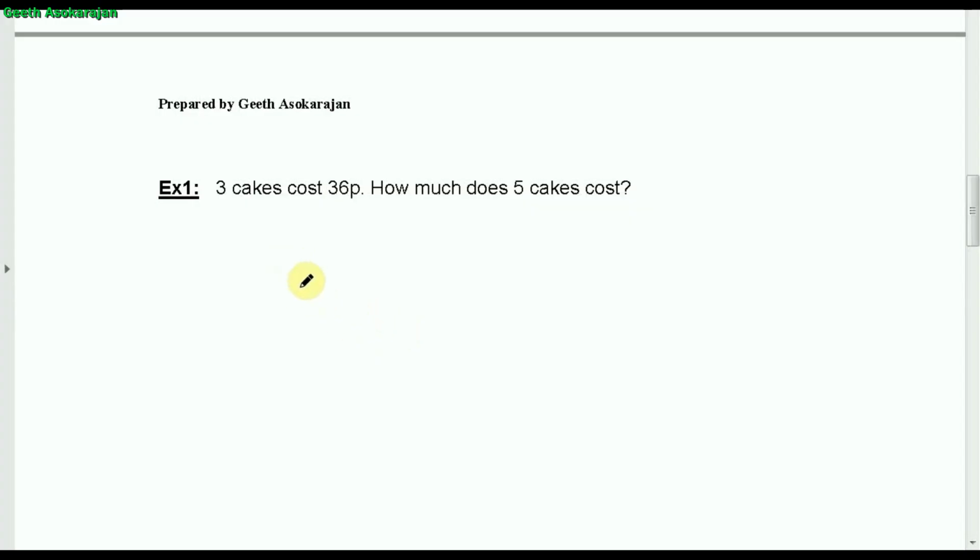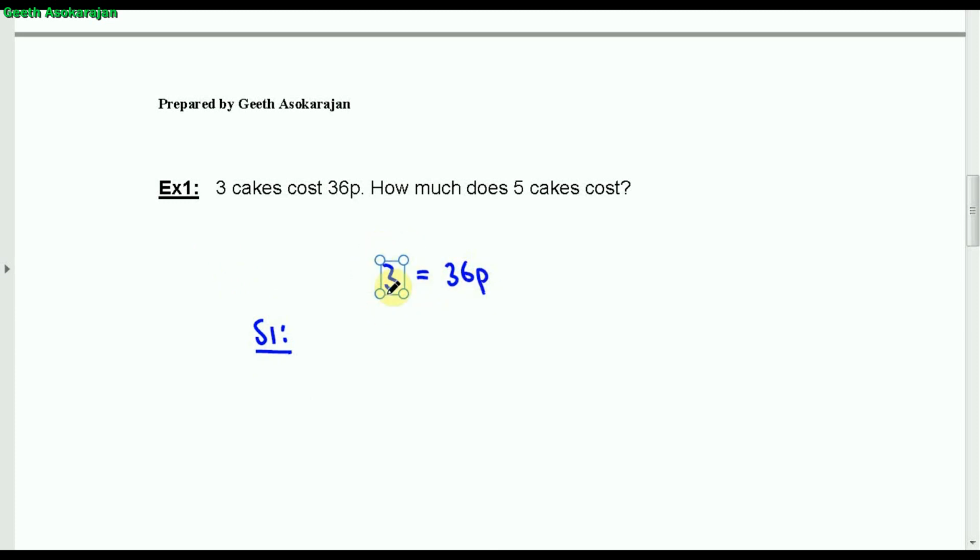Right, example number 1, 3 cakes cost 36p. How much does 5 cakes cost? So let's write this down mathematically as 3 cakes, and that costs 36p. So in the first step, step number 1, S1 refers to step number 1, let's find the cost of 1 cake.